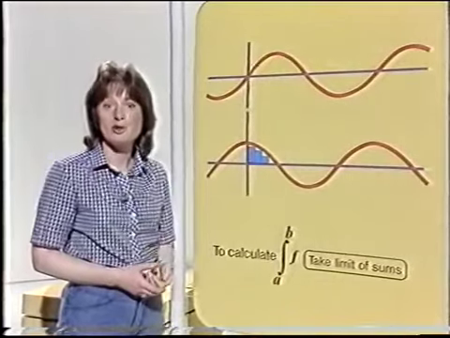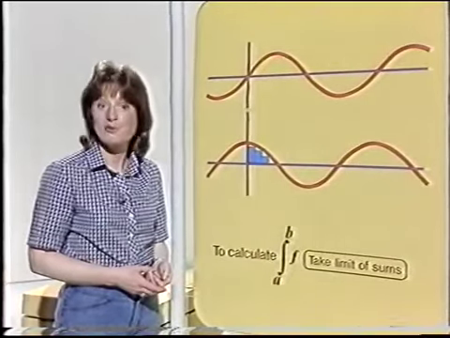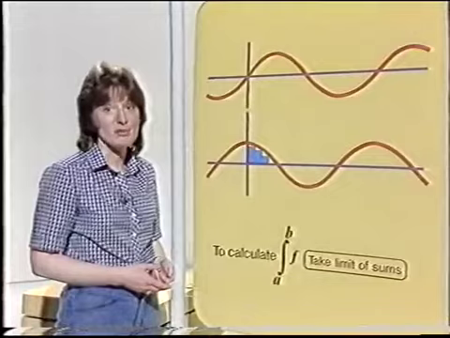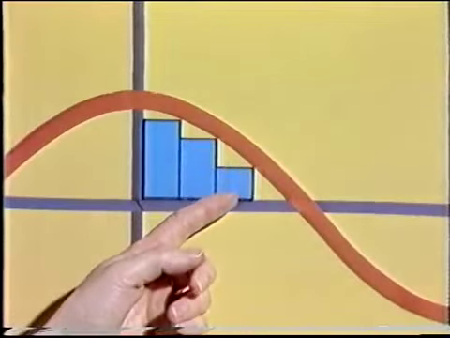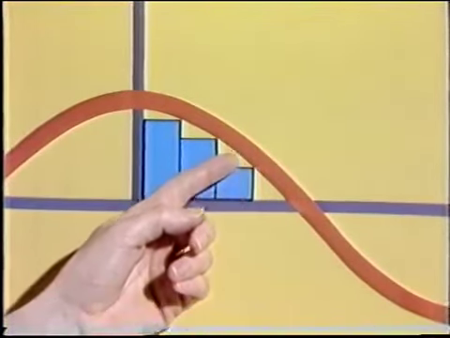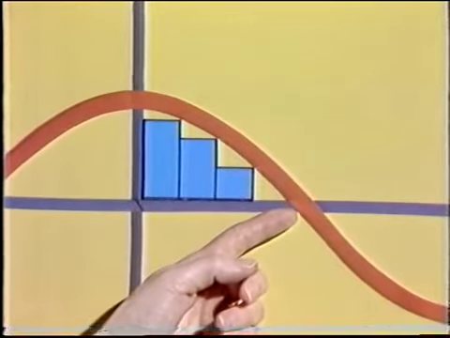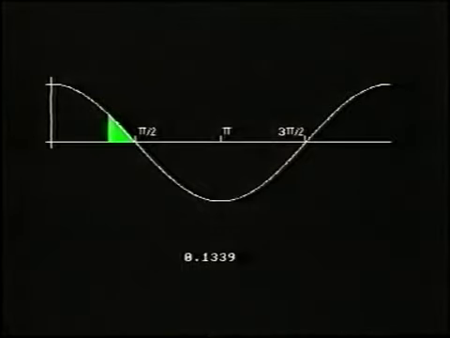But what happens if we choose the left-hand end to be different from 0? Let's see what happens if it's pi over 3, and work out the integral from pi over 3 to pi over 2. Well, I can get the micro to find that area in the usual way. The answer is 0.1339.